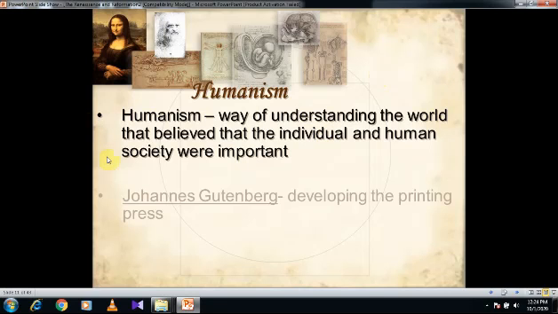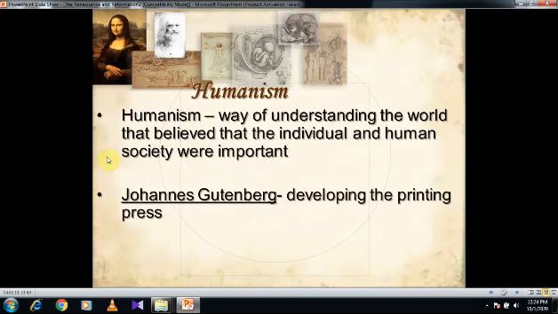One of the very important humanistic characters that you will learn about later is Johannes Gutenberg. He helped develop the idea of humanism and spread it by developing the printing press. Before the Renaissance, people were not allowed to be literate. They were not allowed to read and write. So when he developed the printing press, he helped spread all the ideas of humanism and the Renaissance throughout Europe and the world.